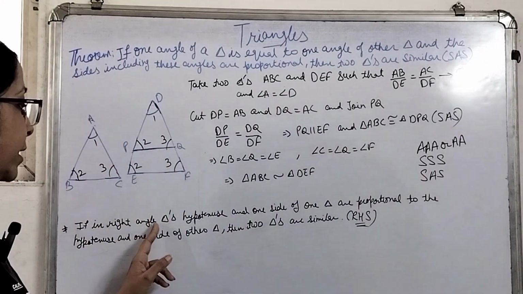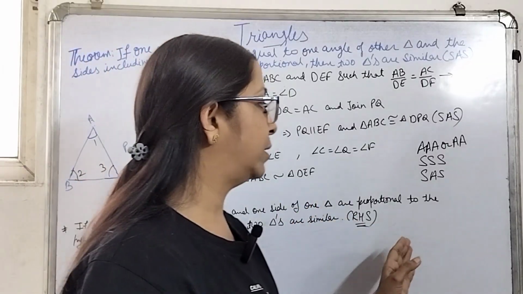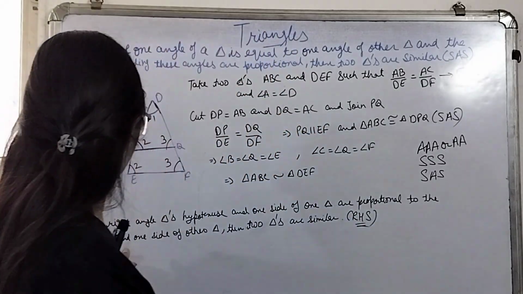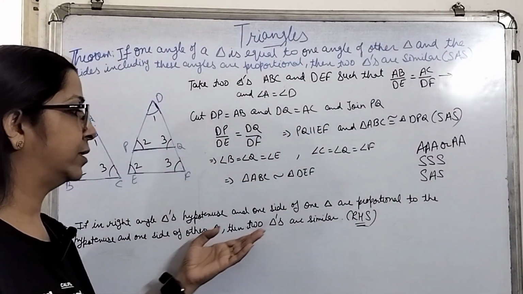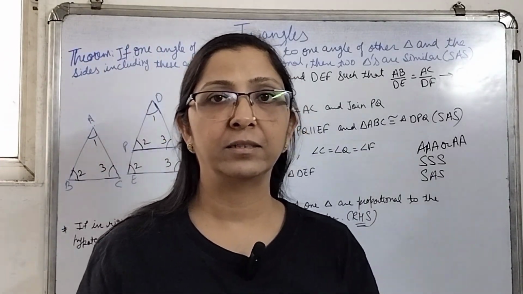If in two right-angled triangles, the hypotenuse and one side of one triangle are proportional to the hypotenuse and one side of the other triangle, then the two triangles are similar by the RHS criterion.